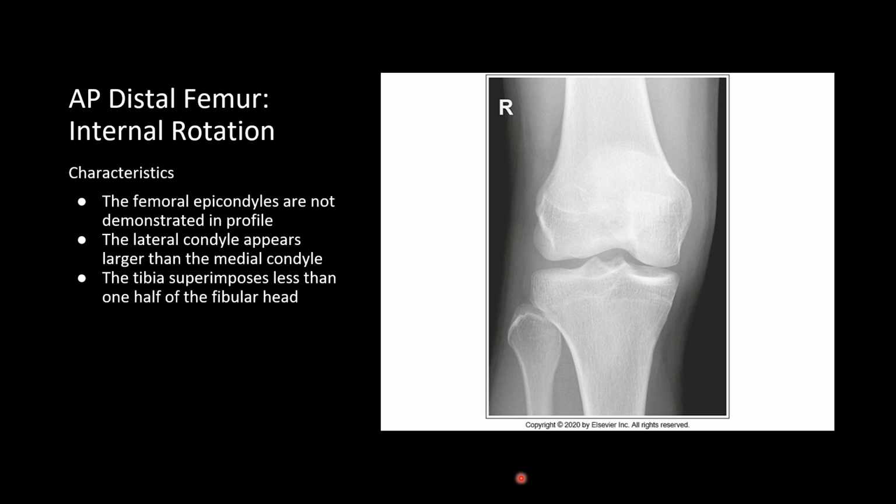Also, the tibia superimposes less than 1/2 of the fibular head here, as you can see. So therefore, in order to correct this, we need to decrease that internal rotation so that the femoral epicondyles are parallel with the IR.